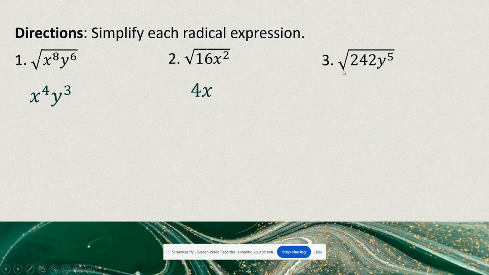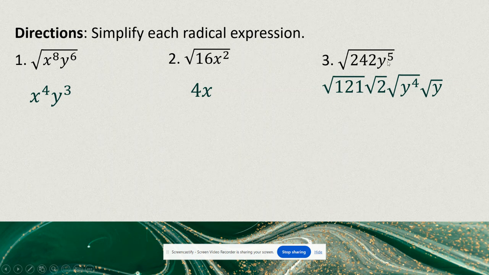Okay? So for number 3, I have the square root of 242y to the 5th. Here it gets a little tricky. 242 is not a perfect square, okay? And y to the 5th is an odd power. So what we want to do is we want to break apart 242, like the very first lesson that we learned how to do. Okay, we want to take out a perfect square factor. 121 is a perfect square that goes into 242. So I'm breaking that apart into 121 times root 2.